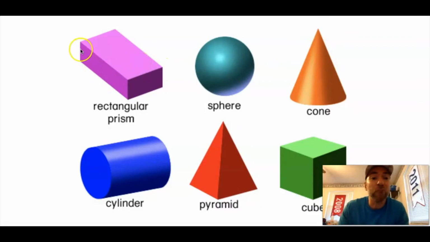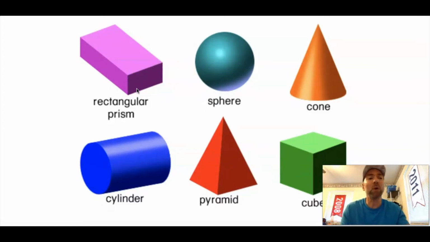We had the rectangular prism. You can tell a rectangular prism because usually one of its sides is a rectangle. That's how I remember it. And then we have the sphere. Say that word, sphere. The sphere is anything that is shaped like a round ball.